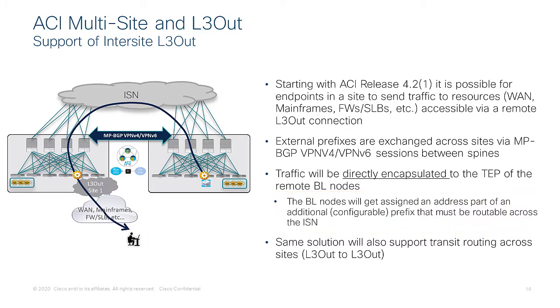This is beneficial because it allows me to choose which pool to use, which subnet to use, to assign a TAP address to the border leaf, and so I can ensure that I pick one that can be routed across my inter-site network infrastructure. Okay, so these were the two functionalities that were added: the control plane between the spines, the VPN-v4, VPN-v6 control plane, and the routable TAP pool configuration.